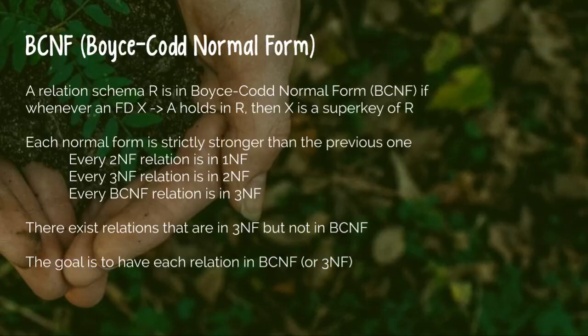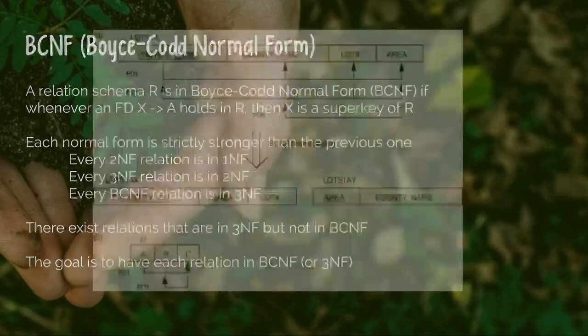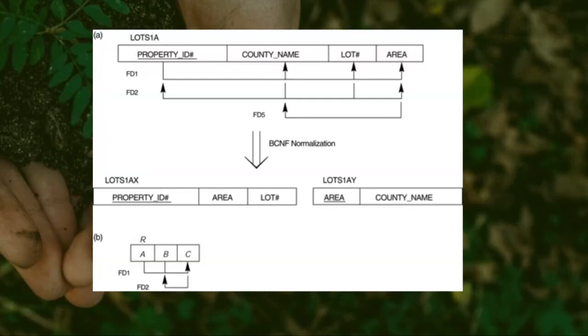With the functional dependencies FD1 through FD4, we have had four dependencies right there. Now we come up with another functional dependency, that is FD5, where area determines the country name.